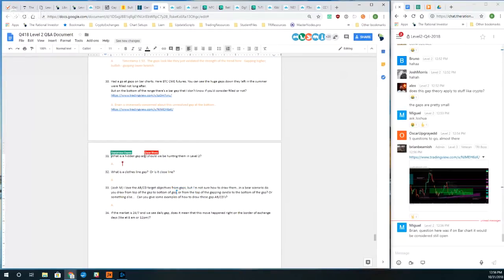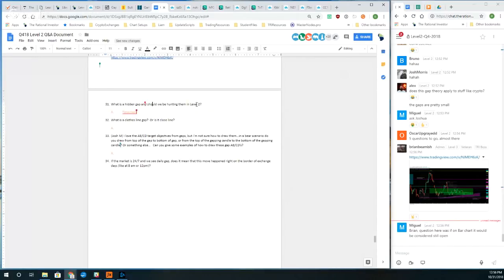I have no idea what a hidden gap is in reference to. You'd have to show me a picture. And should we be hunting them in level 2? I don't know. I mean, if I don't know what it is, you can hunt it all you want, but I'd have to see a picture of it to know what it is you're talking about.